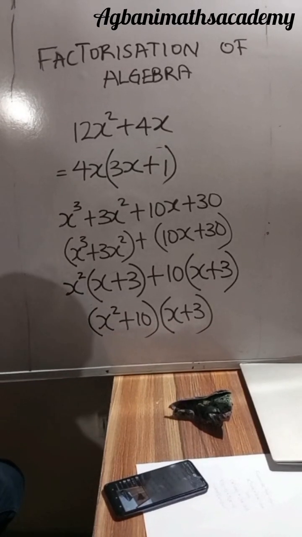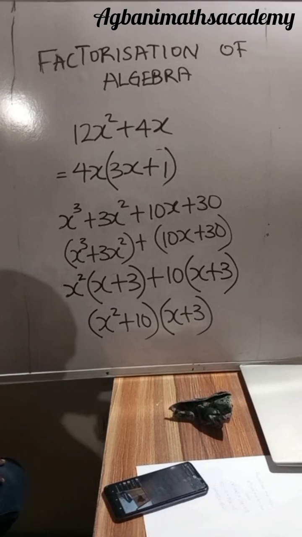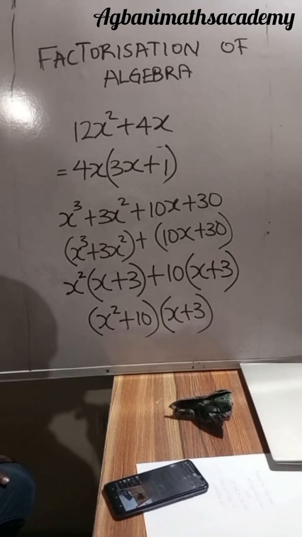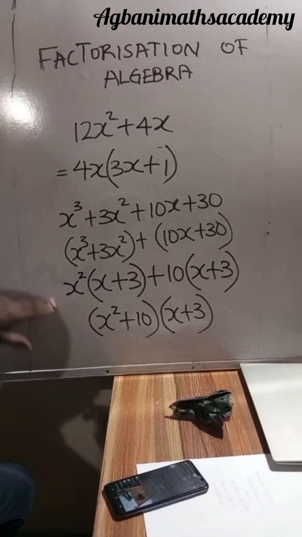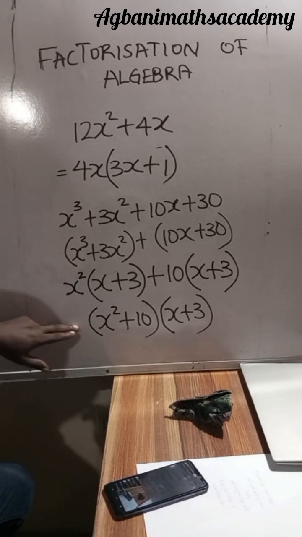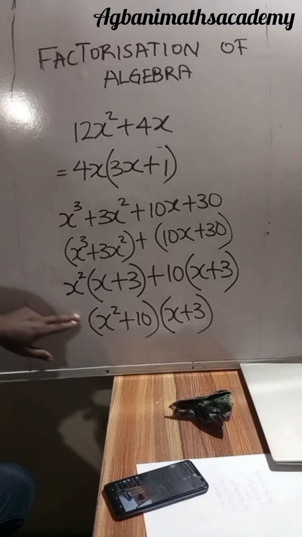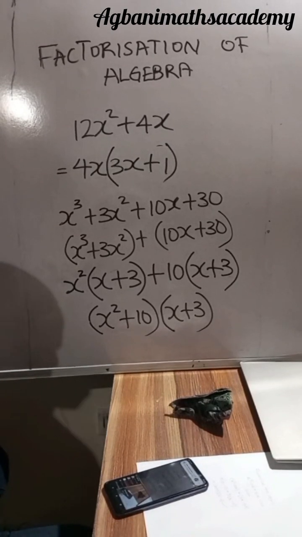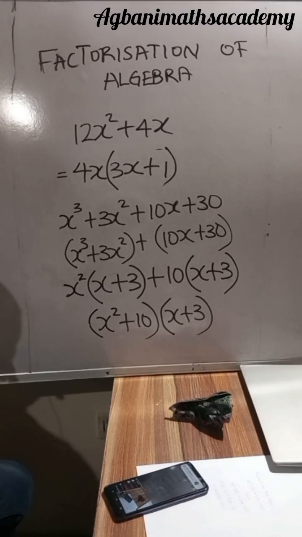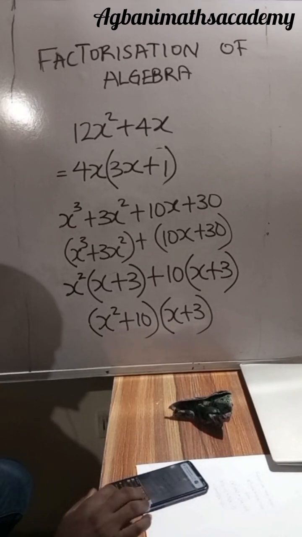That process is called expansion of algebra. We're going to look at that process in our next class. How to move from this point back to this point. Moving from this point to this point is called expansion of algebra. Moving from this point to this point is called factorization of algebra. Okay? So we're going to look at this next example.